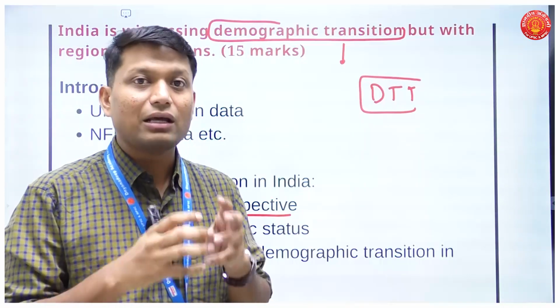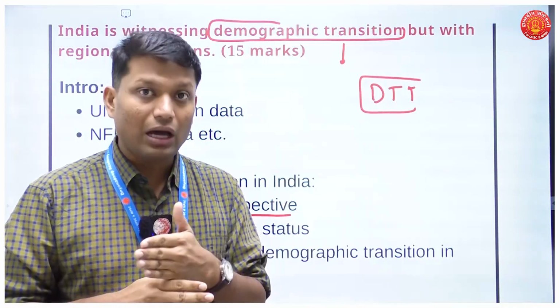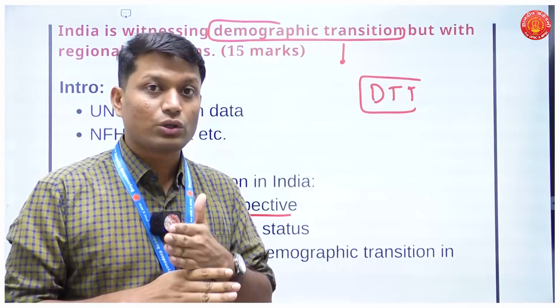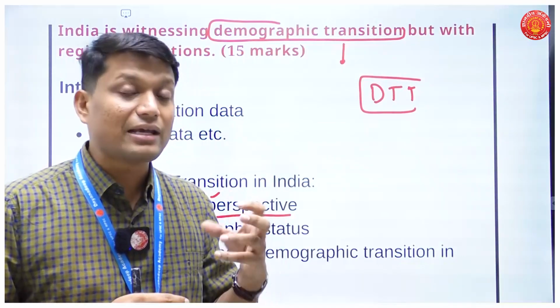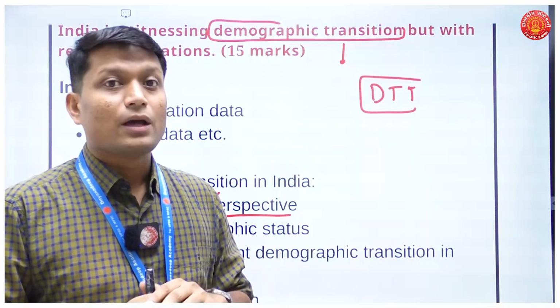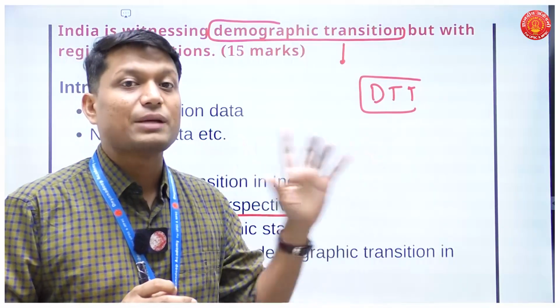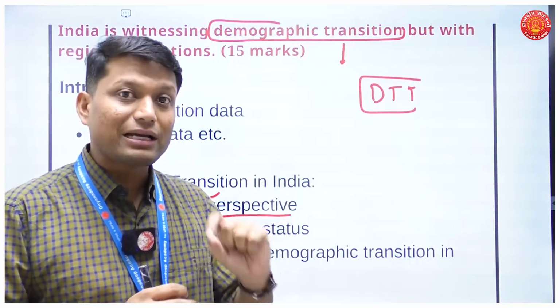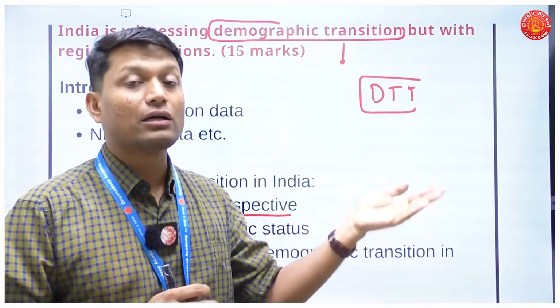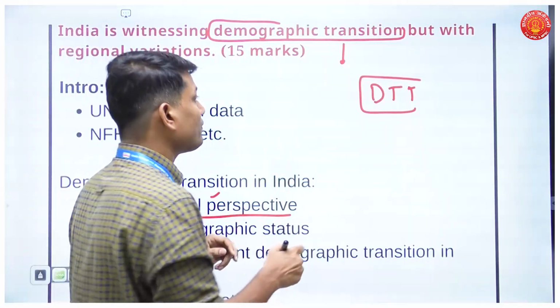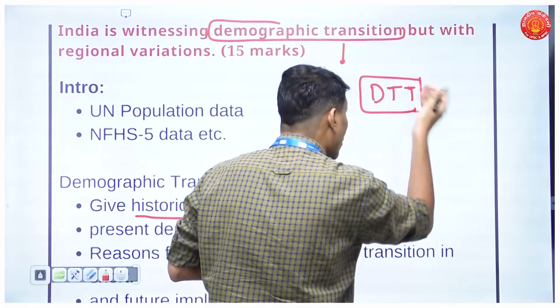So if you merely write about the present population data, or if you simply show that India's population is declining or has stabilized, you are likely to write a GS type of answer. If I want to make that GS type of answer look more like an optional type answer, I will make use of these theories. I will quote these theories.